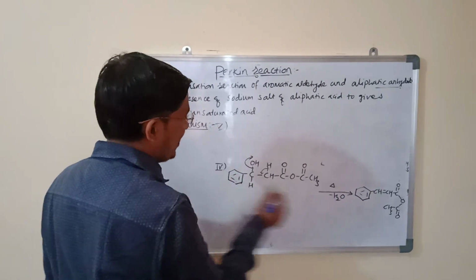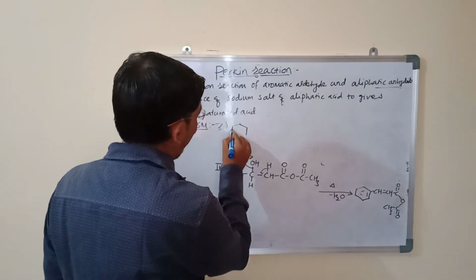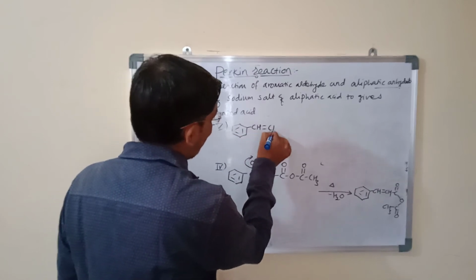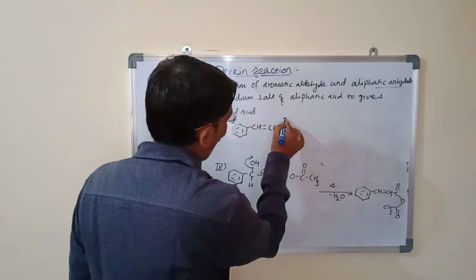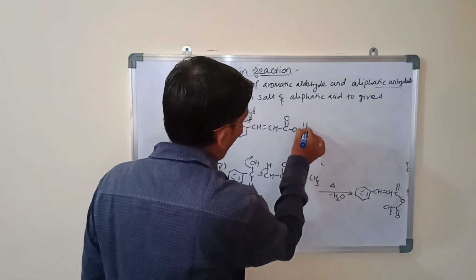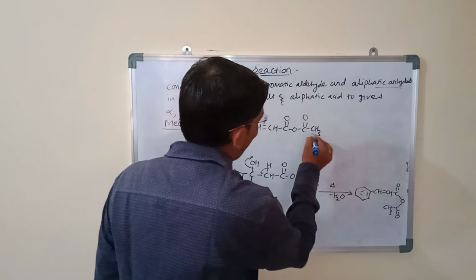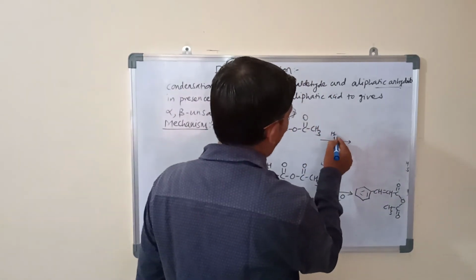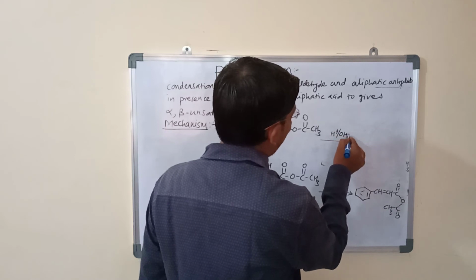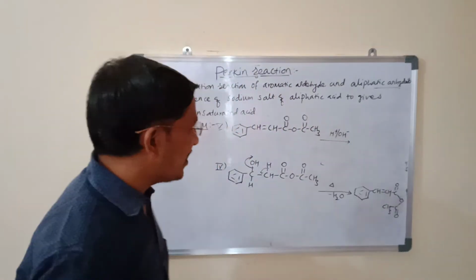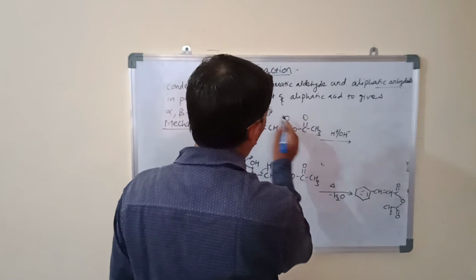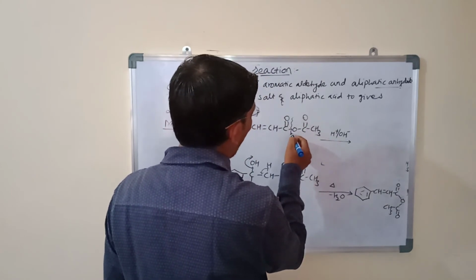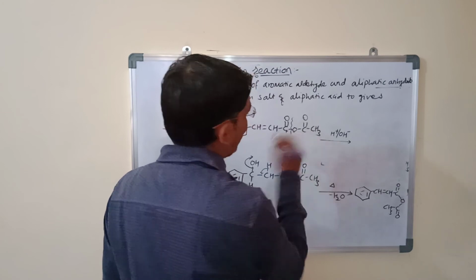Last step, hydrolysis. Take that intermediate, CH double bond CH, C double bond O, C double bond O, CH3. Now on hydrolysis, H plus and OH minus. Hydrolysis is nothing but addition of H plus and OH minus with the breakdown of this bond. Break this bond: carbon plus, O minus.